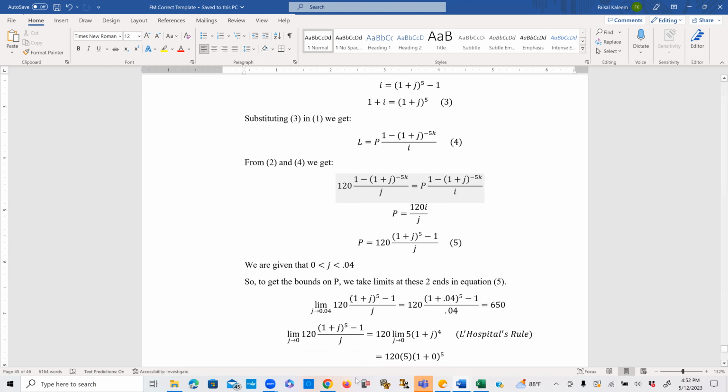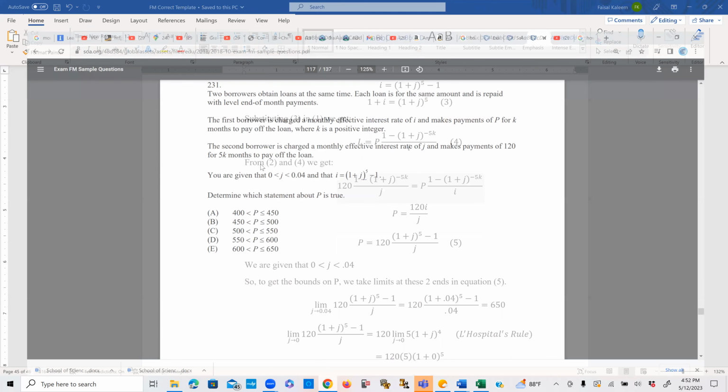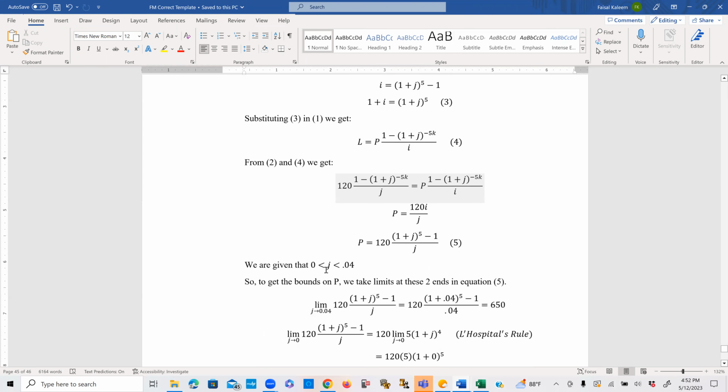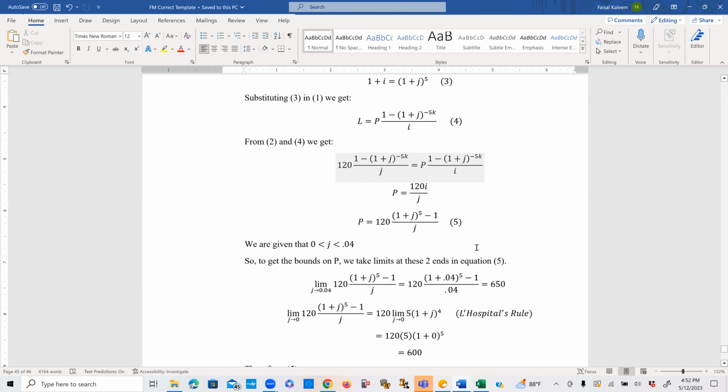We are told that j is between 0 and 0.04. That's what we were told here. And so we have to find the bounds of p. So we are given the bounds of j, and we have to use those to find the bounds of p. So j is strictly bigger than 0 and strictly less than 0.04.